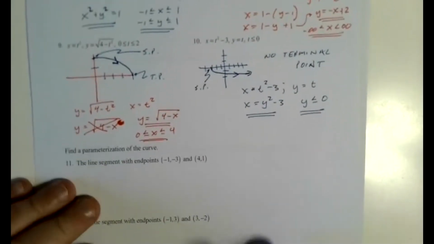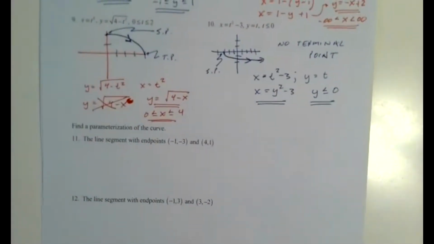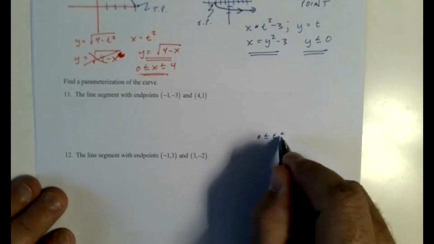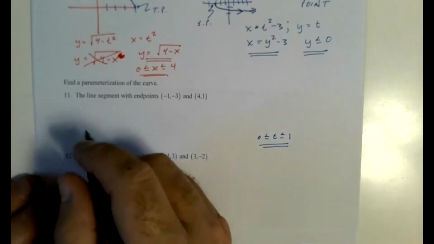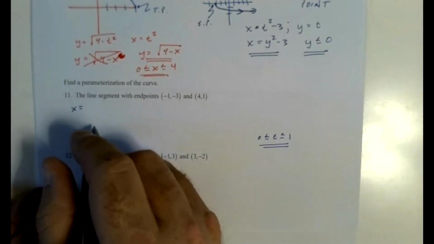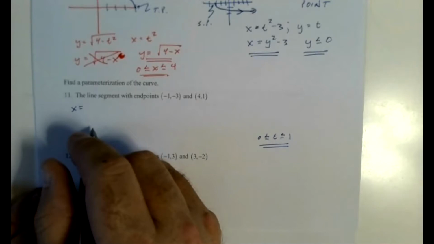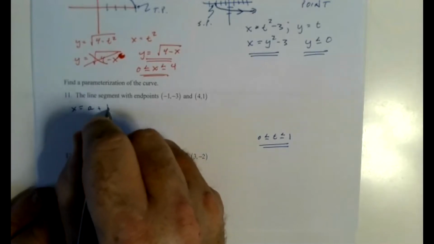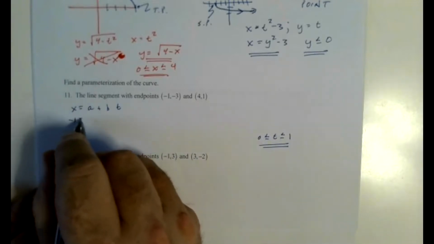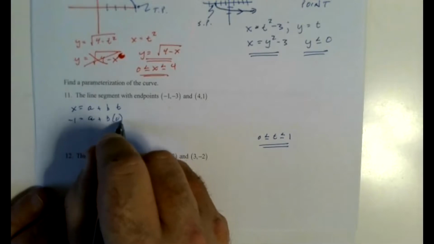All right, told you how to do this earlier in the lesson. See if you know what you're doing. It'll roll pretty quick. So I'm going to go with 0 less than or equal to t less than or equal to 1. X equals a plus bt. We'll go with this being 0. Negative 1 equals a plus b times 0. A equals negative 1.